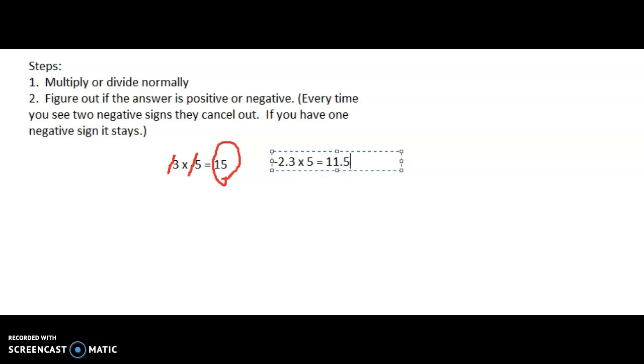Is that right? Yeah. Okay, and this time, are there two negatives to cancel out? No. So if you have one negative, it'll stay because you can't cancel it out. So the answer would be -11.5. Since it's one negative, it'll stay negative, so -11.5.